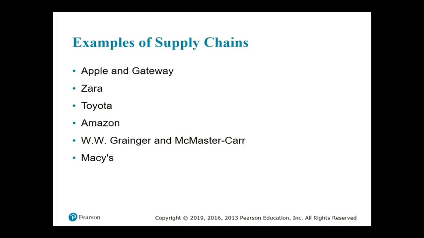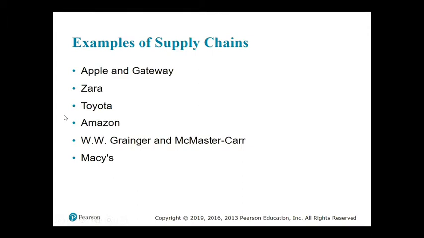All right, so then let's look at some actual examples of supply chains, in different scenarios, what people have done, and through these examples look at some of the common decisions that are involved in supply chains. Okay, so in the book, it gives these 6 examples: Apple and Gateway, how they manage their inventory differently. Zara, which we'll look through.